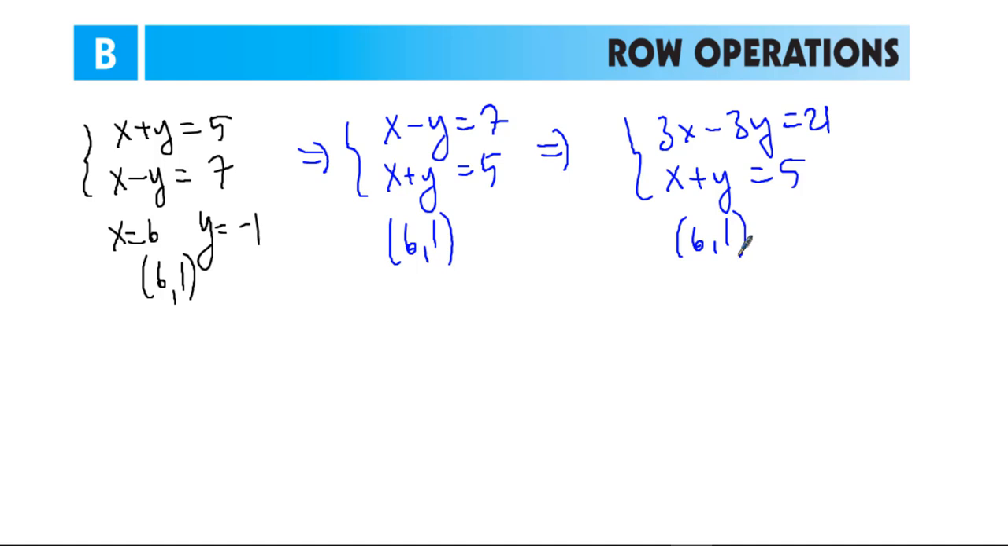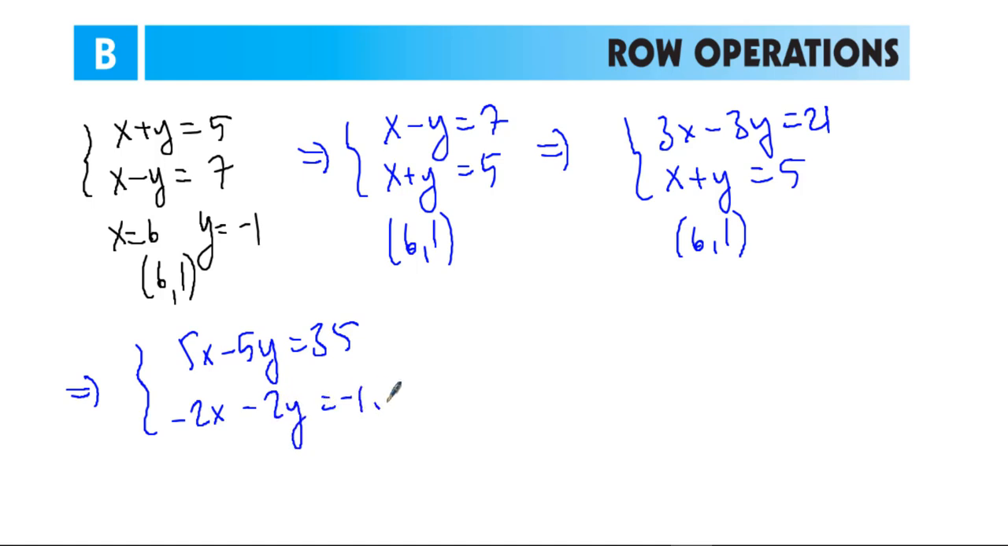It's (6, -1). If you multiply the first and second by different numbers, let's say you multiply the first one by 5, it will be 5x plus 5y equals 25, and the second one, let's multiply by minus 2, so minus 2x plus 2y equals minus 14. These again will have the same solution. Maybe if it's not easy for you to see, you can plug in and calculate. It will give you the same result.